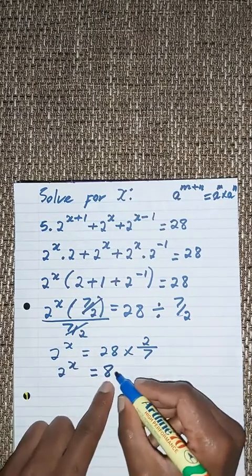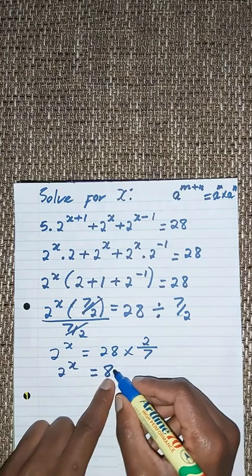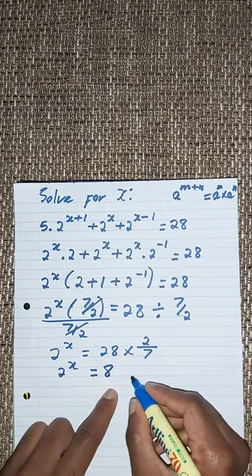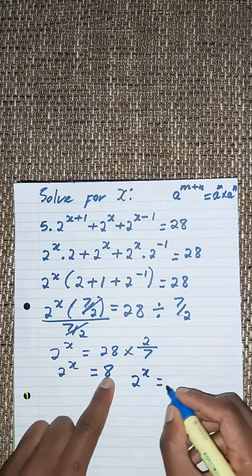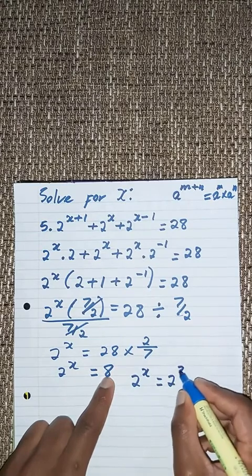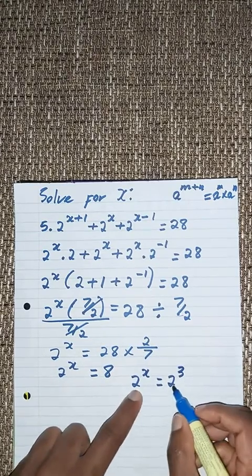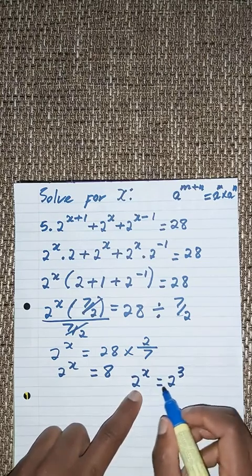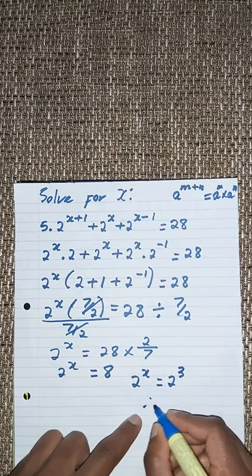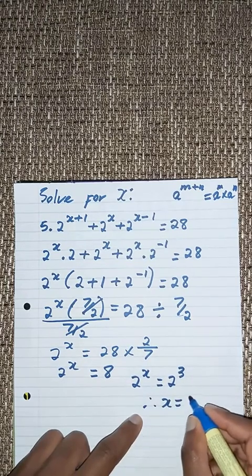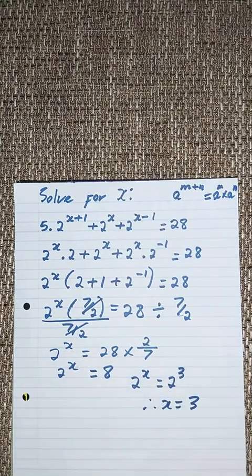When we proceed, we should write 8 in its exponential form. So what we will have is 2 to the power of x is equal to 8, and 8 in its exponential form is 2 to the power of 3. Because my bases are similar on either side of the equation, I'll make their exponents equal to each other. Therefore, x will be equal to 3. And then you solve this problem.